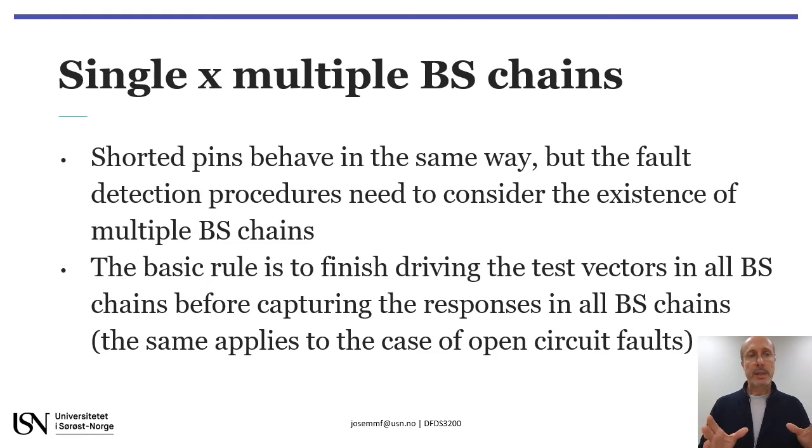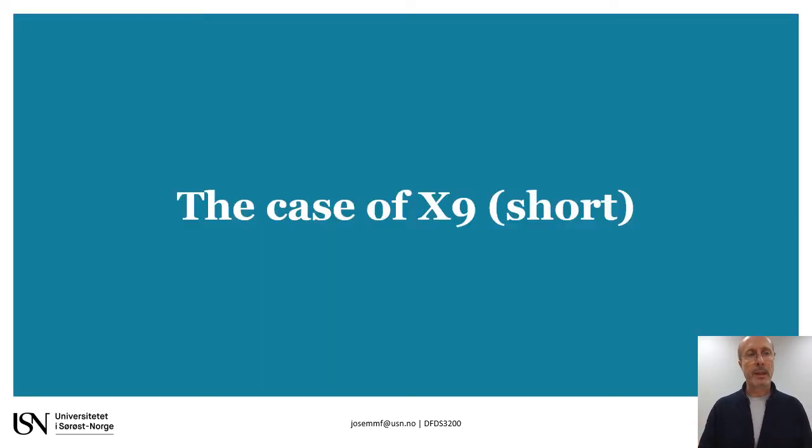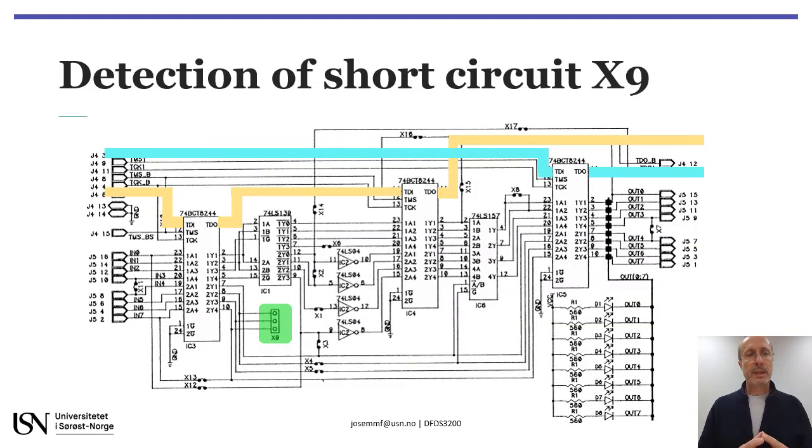And please notice that the same applies to open faults. It's just that the fault detection conditions will be different. So let's consider the case of short circuit X9. X9 is driven by the outputs that belong to the light brown boundary scan chain, and the test responses are captured at the input pins that belong to the light blue boundary scan chain.